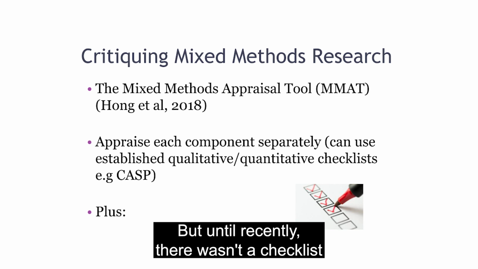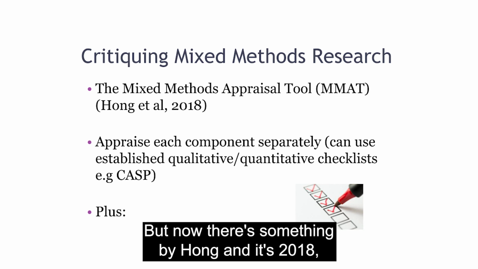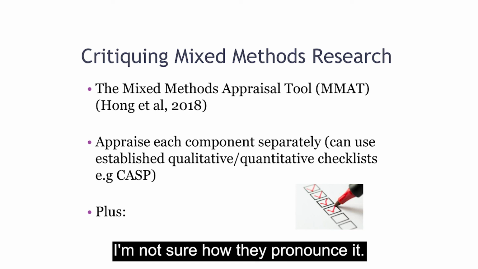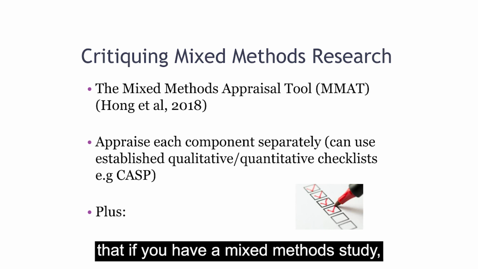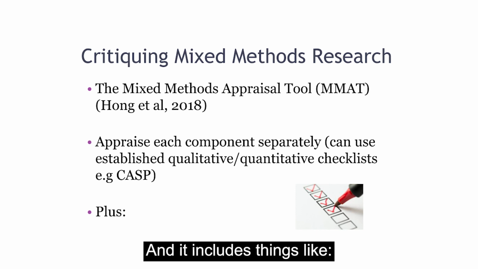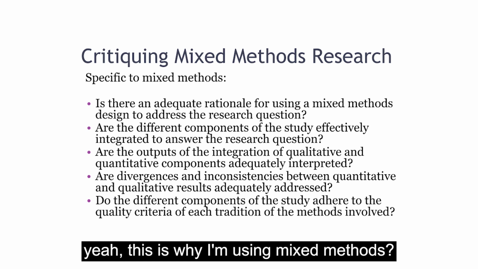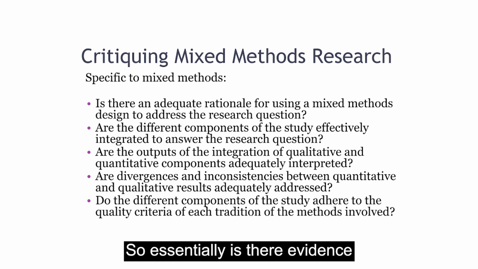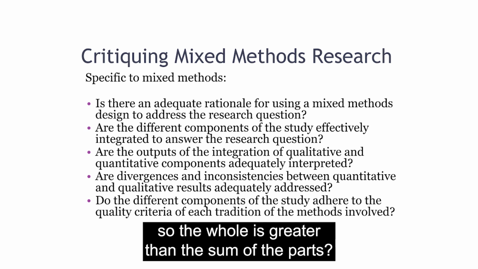But until recently, there wasn't a checklist which showed us how to appraise mixed methods. But now there's something by Hong, and it's 2018. It's called the MAT or MMAT. I'm not sure how they pronounce it. Basically, if you have a mixed method study, you can go through that checklist and say, yeah, this answers all those questions. It includes things like, is there a good reason for using mixed methods? Do the authors actually say, this is why I'm using mixed methods? So essentially, is there evidence that it is adding value, or that the whole is greater than the sum of the parts?